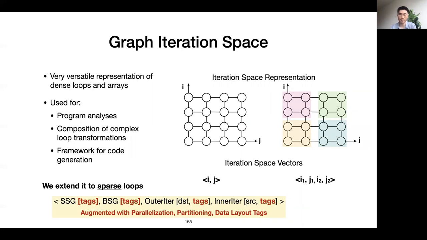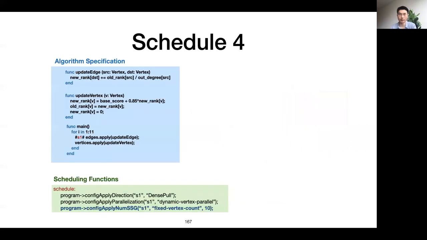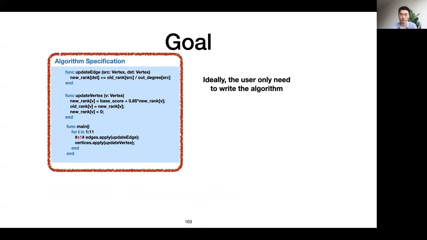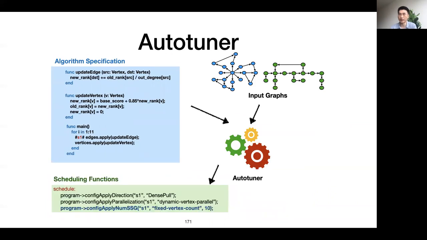each dimension. Finally, I'll talk a little bit about OpenTuner. So one obvious issue with this current design is it can be non-trivial for non-experts to find the best schedule. And ideally, the user just needs to provide the algorithm and the data, and we'll just generate the best combinations of schedules.